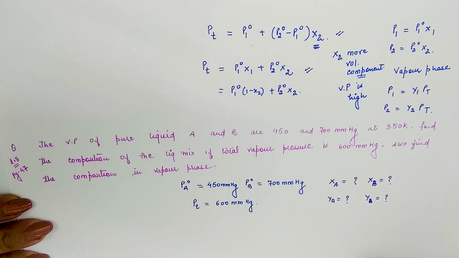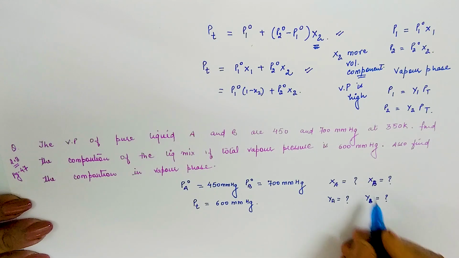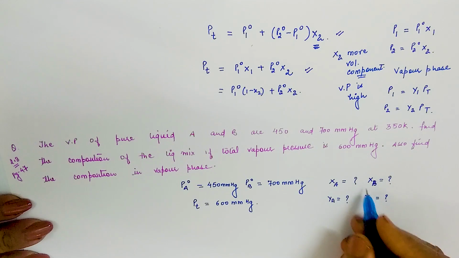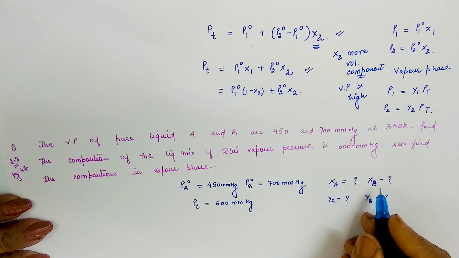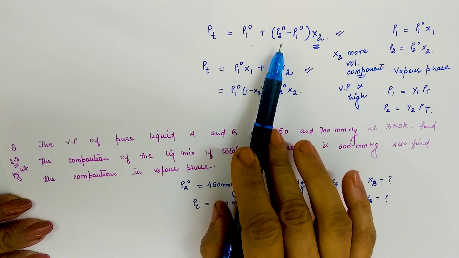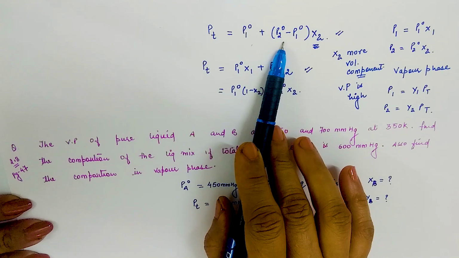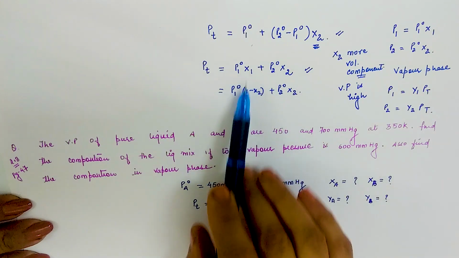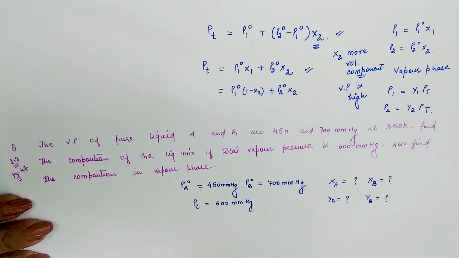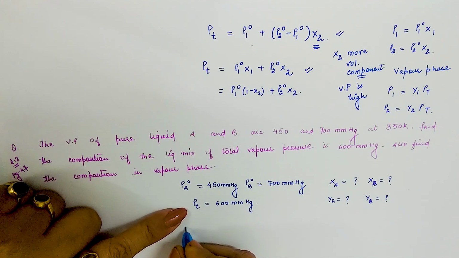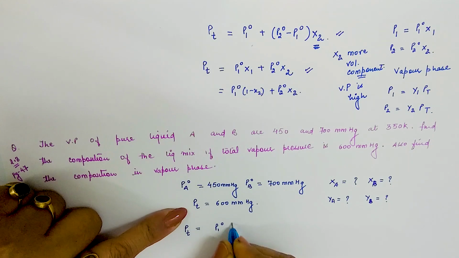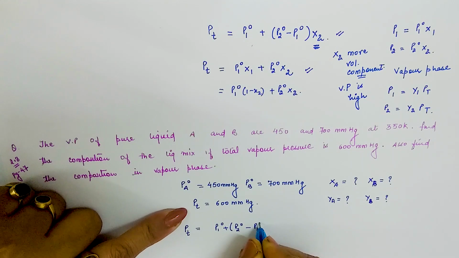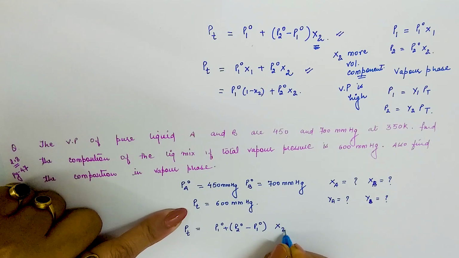Now I'll use the formula first to calculate the composition in the liquid phase. Which formula am I using here? I am using this first formula. You can even use the other formula also. Just see how I am using it. P total is given to you. I am writing the formula again: P total is equal to P1 naught plus (P2 naught minus P1 naught) into X2.